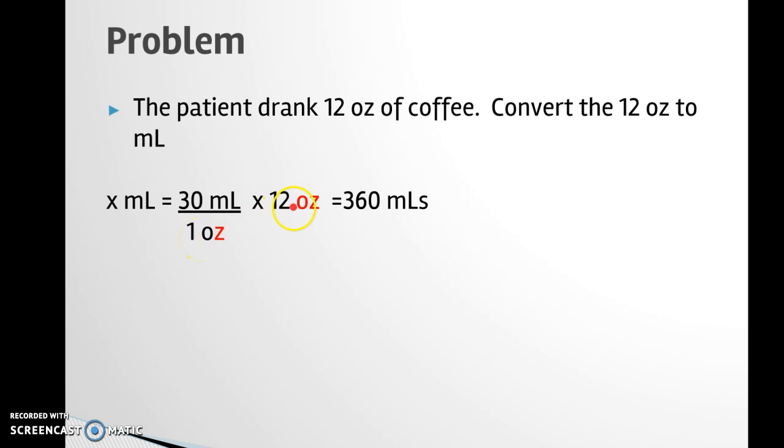We know our patient drank 12 ounces of coffee, so we're going to put 12 ounces over here. We're going to cross through and get rid of our ounces. That leaves us 30 mils times 12, which is 360 mils. The problems are going to get more complicated as we go along, and you'll be adding more factors. But for now, I just want you focusing on the simple. I know this is funny, but it's simple: setting up your problems. What you need, what you know, what you need to cancel.